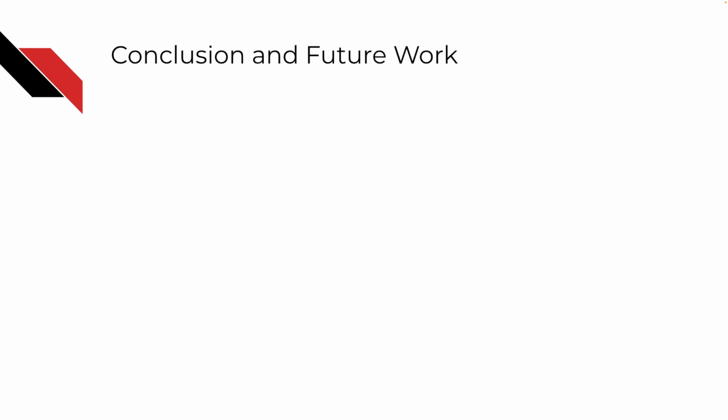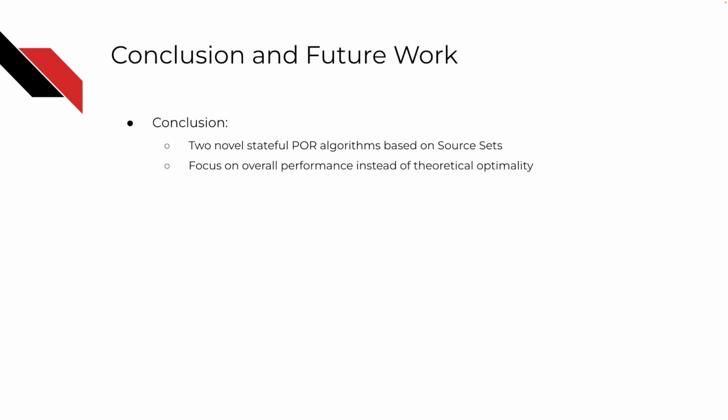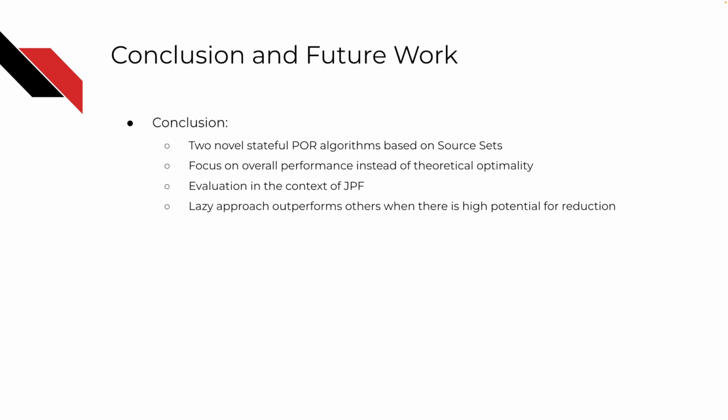Finally, I would like to talk about the conclusion and the future work. As a conclusion, we propose 2 algorithms for stateful model checking based on POR, which build on the recently proposed source sets. Our algorithms focus on overall performance instead of theoretical optimality. Their evaluation was in the context of Java Pathfinder. The evaluation shows that the lazy approach outperforms others when there is a high potential for reduction. Otherwise, the static algorithm is faster due to its simplicity. That's why we suggested running both algorithms in parallel in the context of a portfolio model checker.